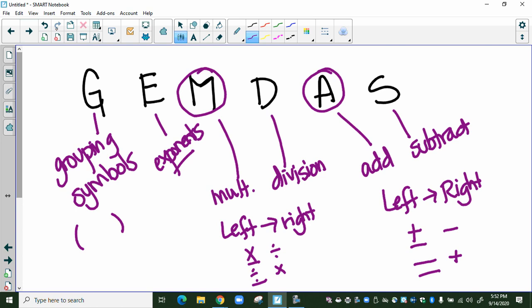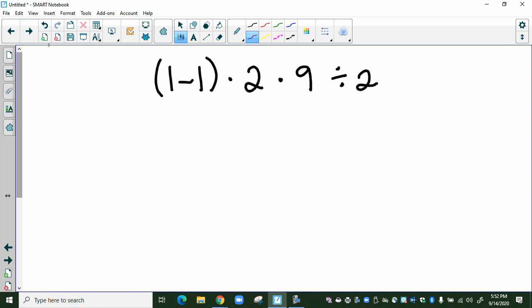So let me show you some example problems that we're going to work more with this week on Thursday and Friday. If you're going to go in order of GEMDAS, the first thing you do is look for grouping symbols. And I have grouping symbols right here, which are the parentheses. 1 minus 1 is 0. Then I would copy very carefully the rest of the problem. Now in this case, a dot means multiply. I'm sure you already know that.